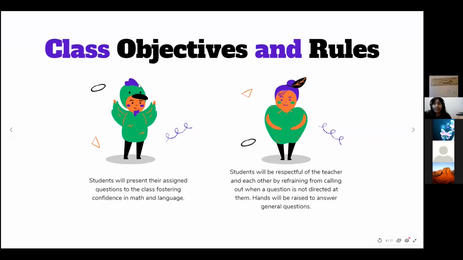Our class objectives. You'll be doing a lot of learning math and a lot of practice, a lot of going over some of these questions in these books. But I really think it's important that you learn to present your math as well. So each lesson, each class, students will have at least one question to present to everyone, and this fosters confidence in math and your language skills.